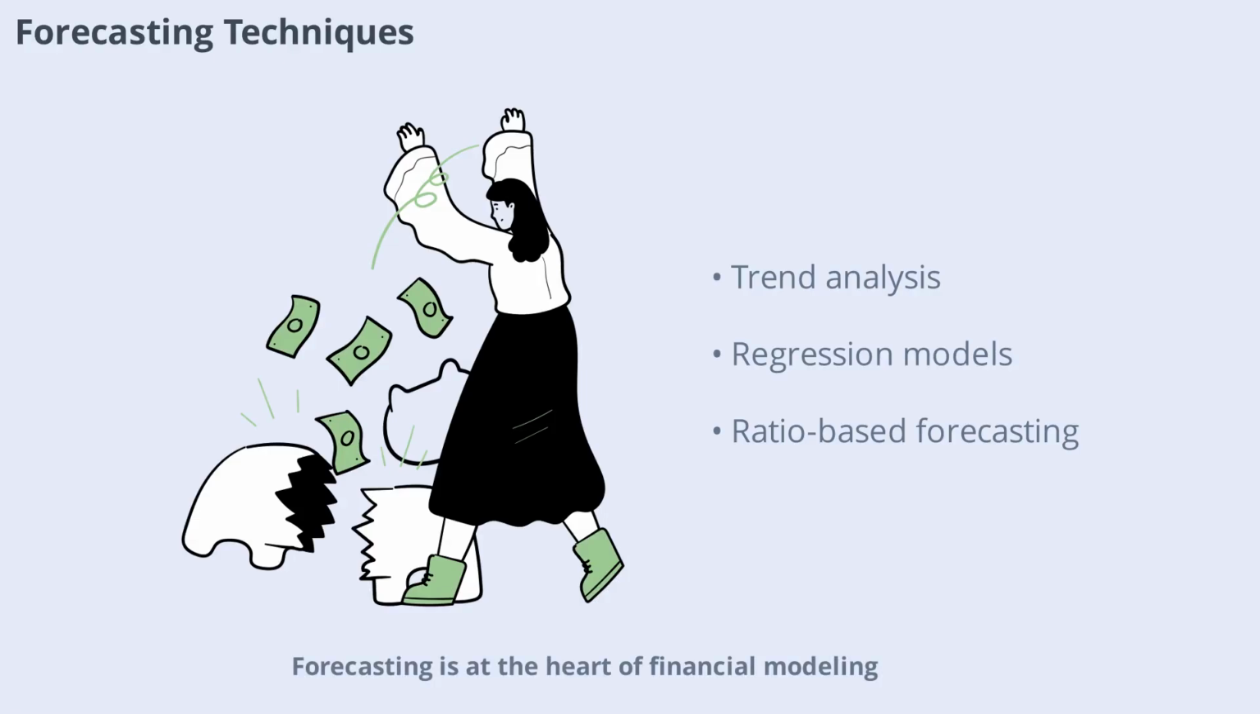Forecasting is at the heart of financial modeling. Investment bankers use historical data and market trends to project future performance. Common techniques include trend analysis, regression models, and ratio-based forecasting. The goal is to create realistic projections that inform investment decisions. By combining quantitative methods with industry knowledge, bankers can build credible forecasts that withstand scrutiny from clients and stakeholders.